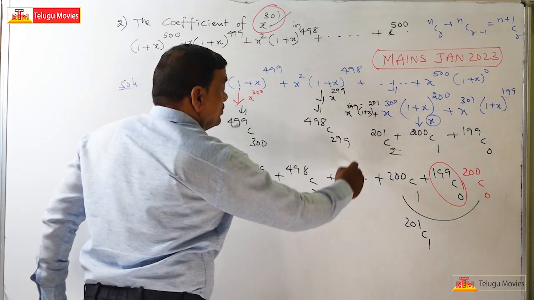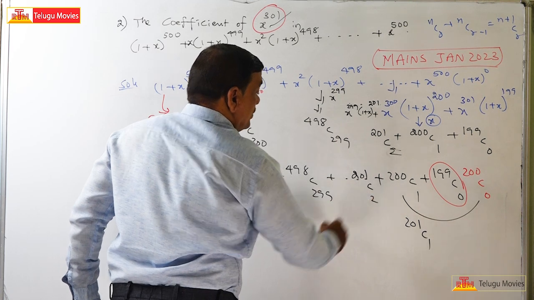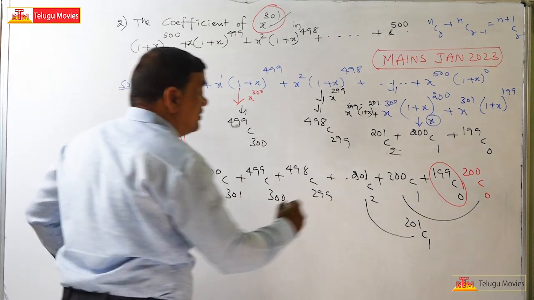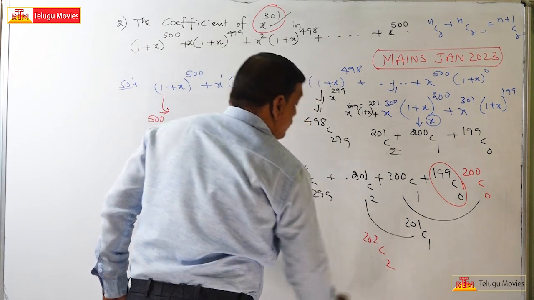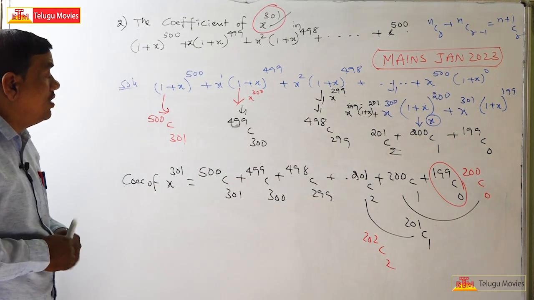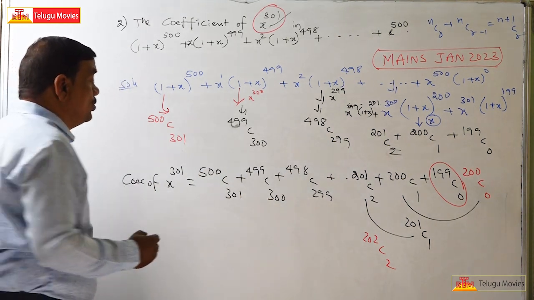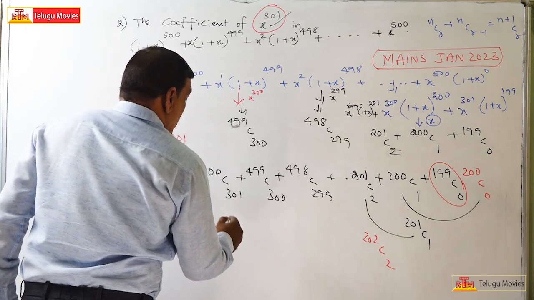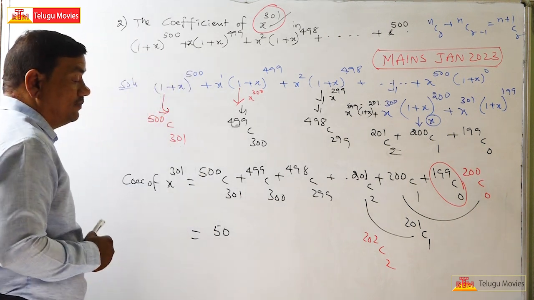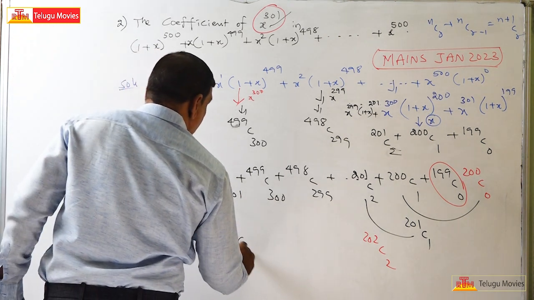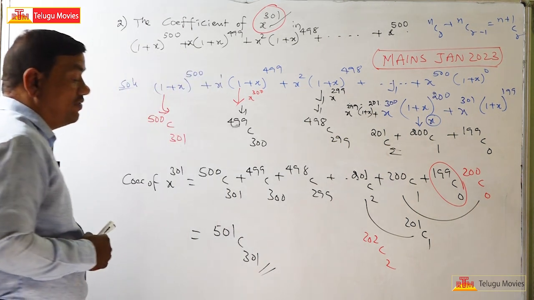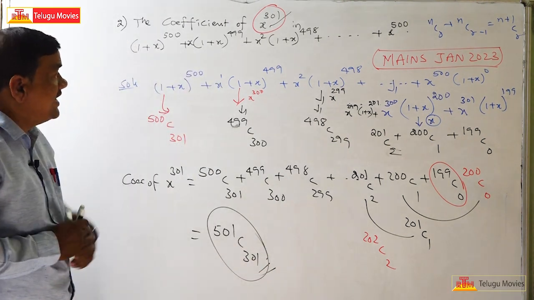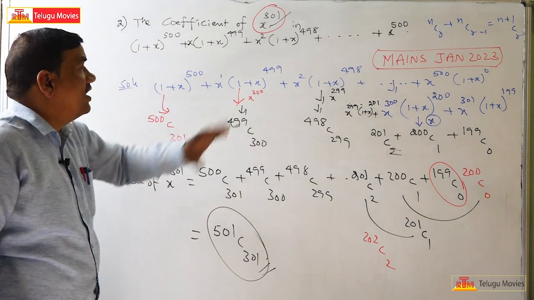201C1. So this is a previous 21C2 is there. Again if you combine these two, how much you will get? 202C2. Like that, if you go on combining like this, you will get 500. So how much you will get? 501C301. So this will be the coefficient of x to the power of 301 in the given terms.